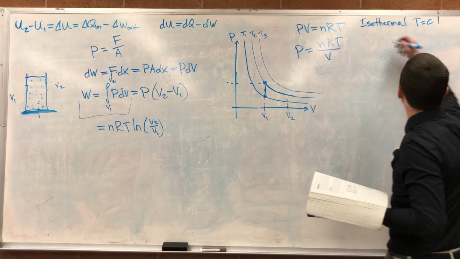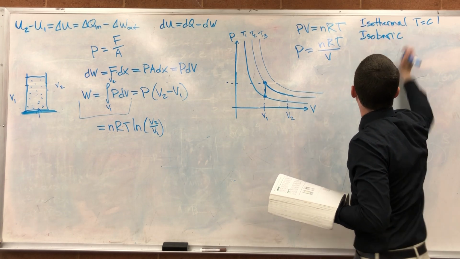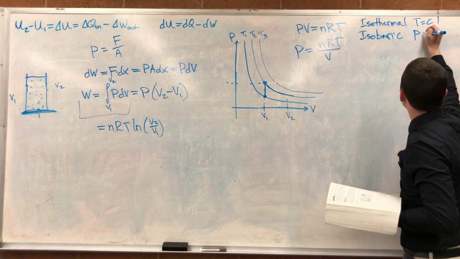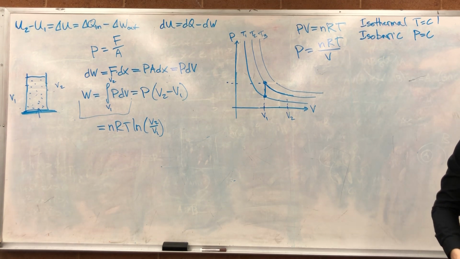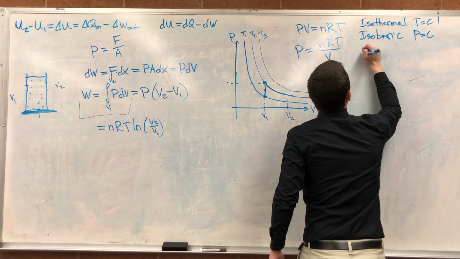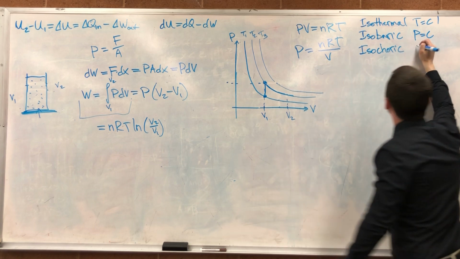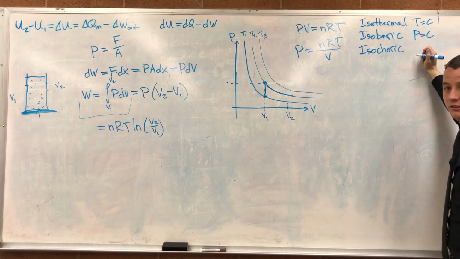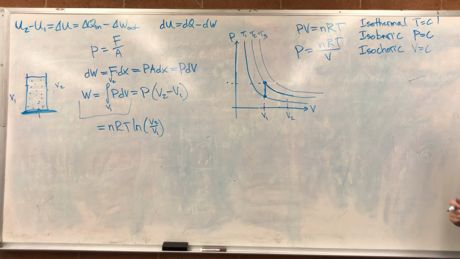Isobaric. Is that same pressure, constant pressure? Yes, that's when your pressure is a constant. So we showed the work on those two. And then we have isochoric. You can probably guess what that is. What else have we not said needs to stay constant? Same volume. Volume equals a constant. Isochoric.